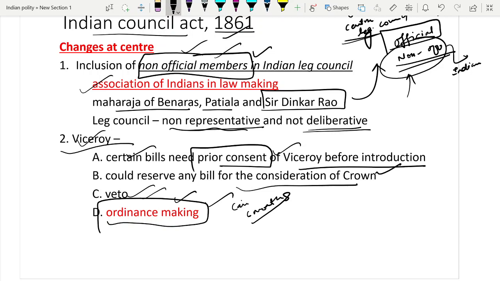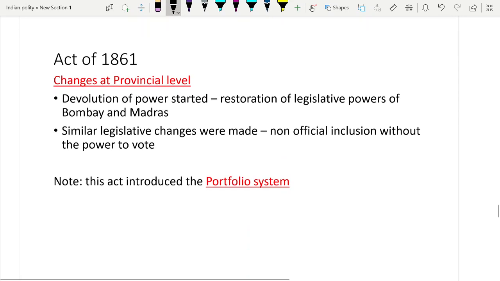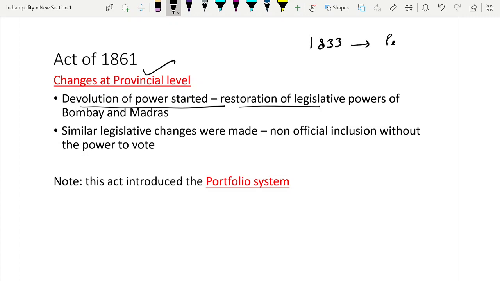So these were the changes at the central level, and the same changes happened in the provinces. The very first thing that came here was that decentralization of power was started. So we had seen the 1833 act, and it was the peak of centralization.